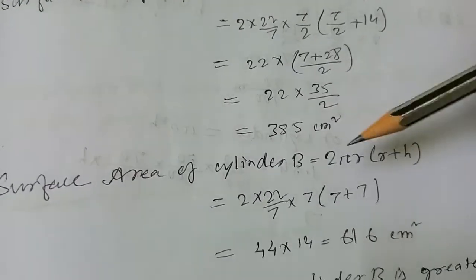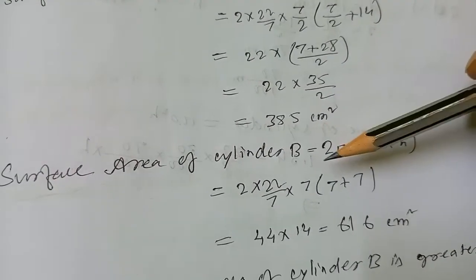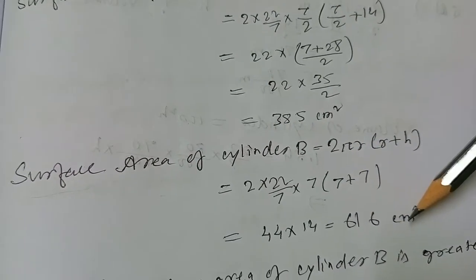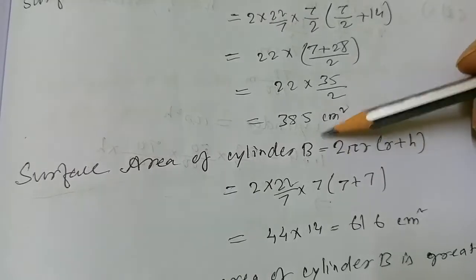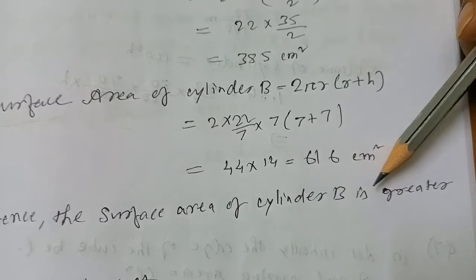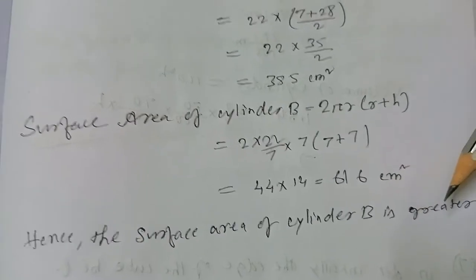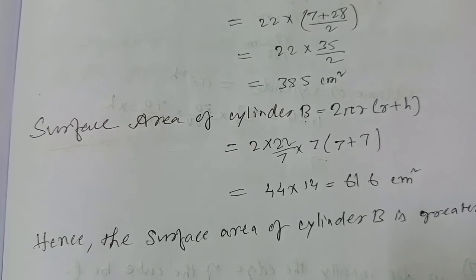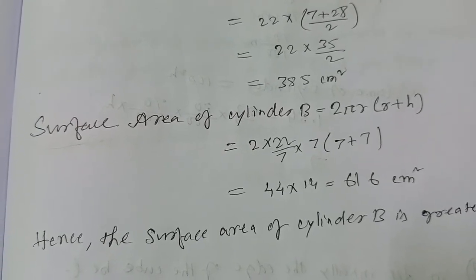Okay. Now the surface area of cylinder B. Again we will put the values here. You know all the values. So it is coming 616 centimeter square. So whose surface area is greater? Cylinder B. Okay. So here also the surface area of cylinder B is greater. So in both the cases, volume also and surface area also, cylinder B is greater. Okay, I think you have understood this question.